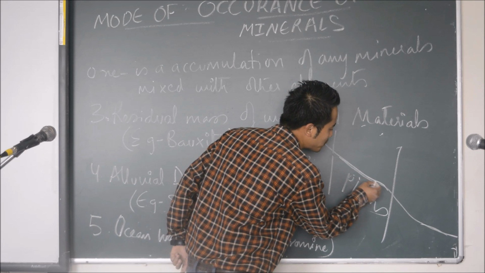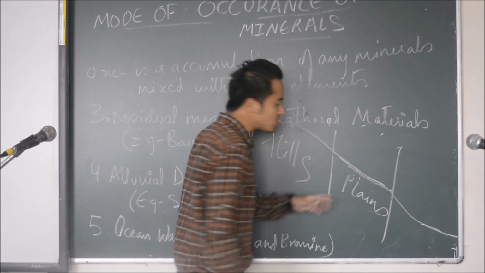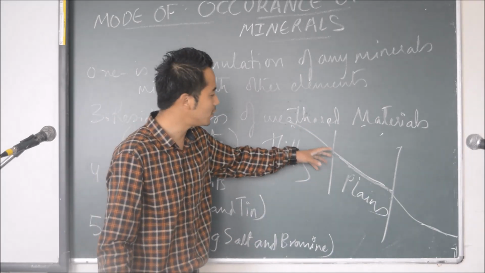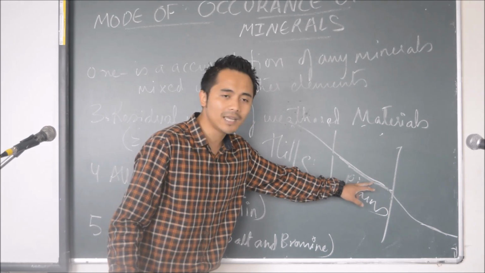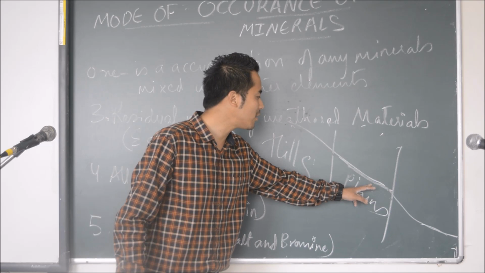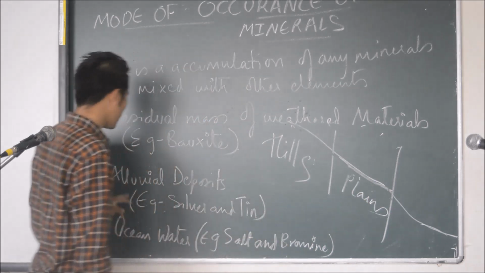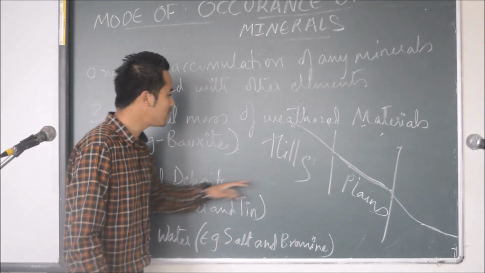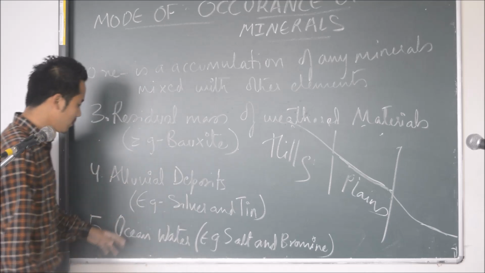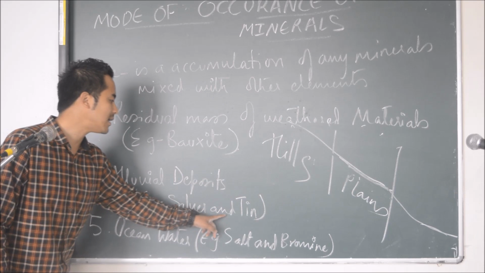the speed of the river decreases, right? And when it decreases, those minerals which are brought by the fast-flowing rivers are deposited in plain regions, right? And in that manner, those deposits also form a mineral. So alluvial minerals are those minerals which are deposited by the river. The minerals deposited by the river are usually silver and tin.